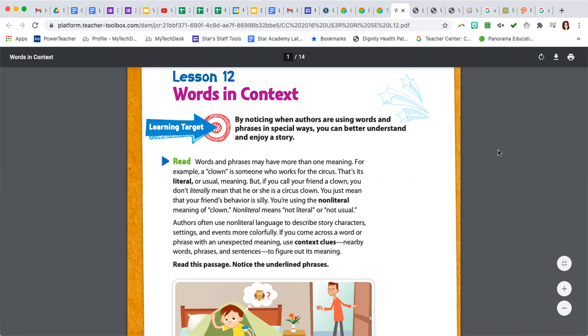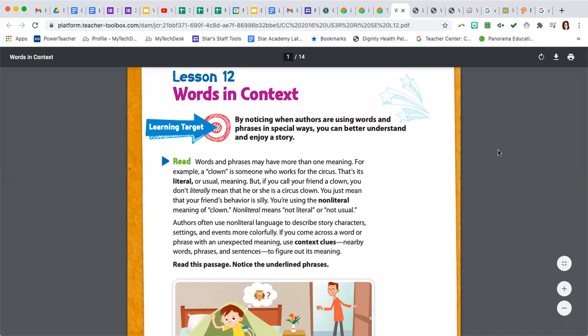So, a literal meaning of a word is the usual or the dictionary definition, if you will, of a word. A non literal meaning is something that is not usual, an unusual definition of a word. So before we proceed into the textbook, I would like to have you consider two sentences.